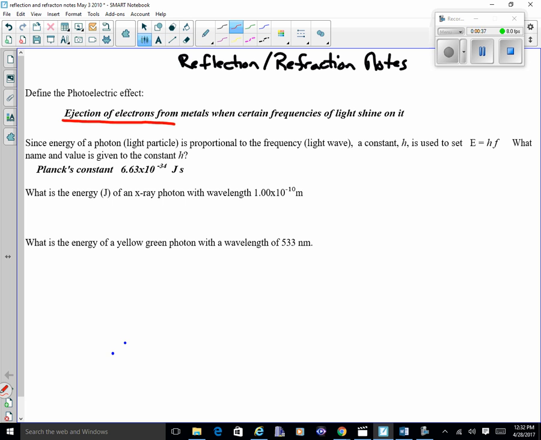Now, you've got to know what h is. h is a brand new constant. We're going to call it Planck's constant, named after a famous scientist. And it's 6.63 times 10 to the negative 34.